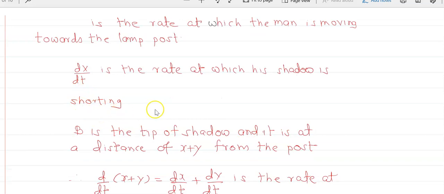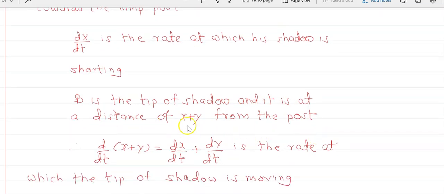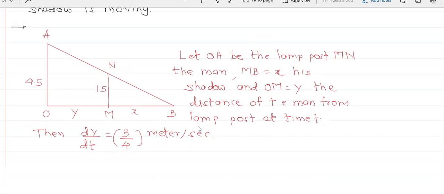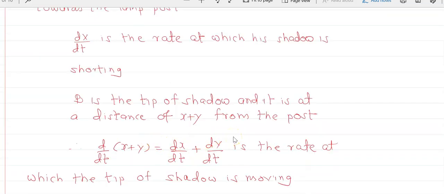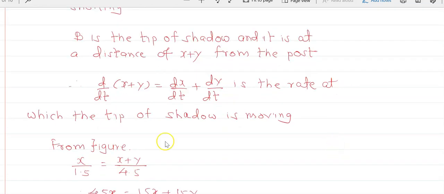B is the tip of the shadow and it is at a distance of x plus y from the lamppost. Therefore, d/dt of (x plus y) is dx upon dt plus dy upon dt, which is the rate at which the tip of the shadow is moving.